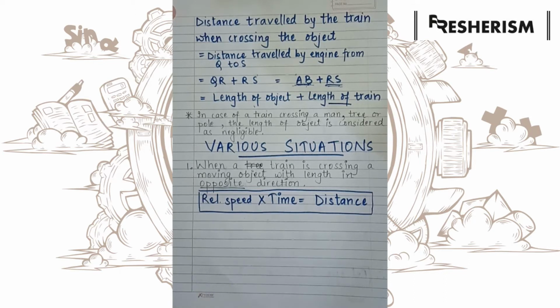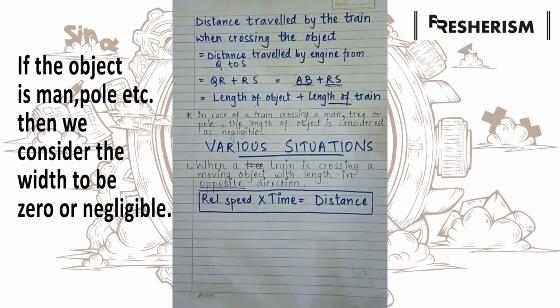Just in case the train is crossing a man, a tree or a pole or some point, then we consider the width of that object. And as we can see, the width of the man, tree or pole is quite negligible as compared to the train, so we do not consider the length of that object. That is, it is taken to be negligible.